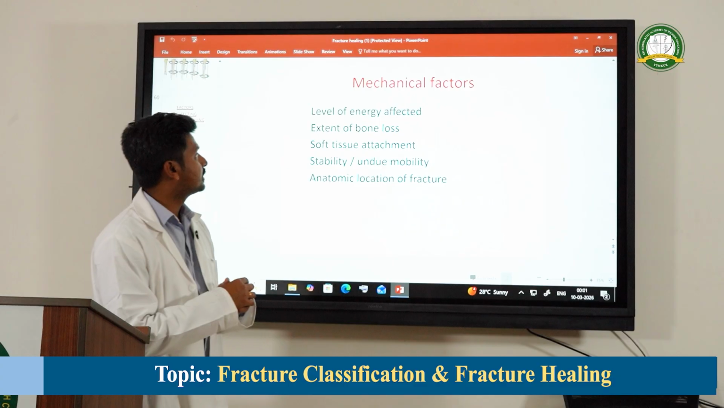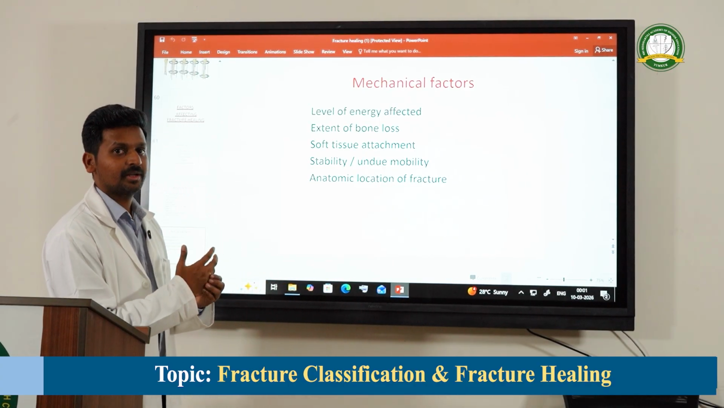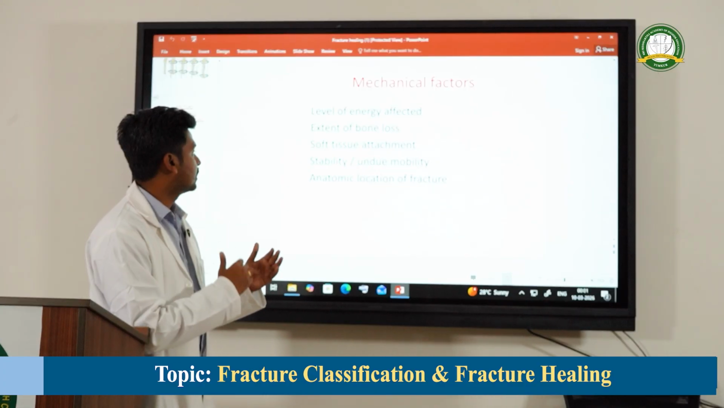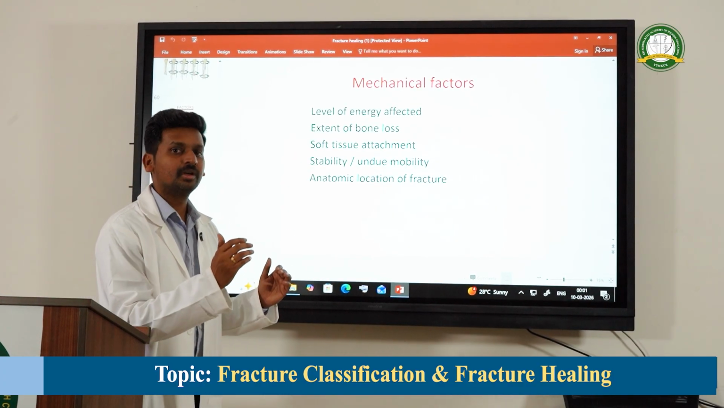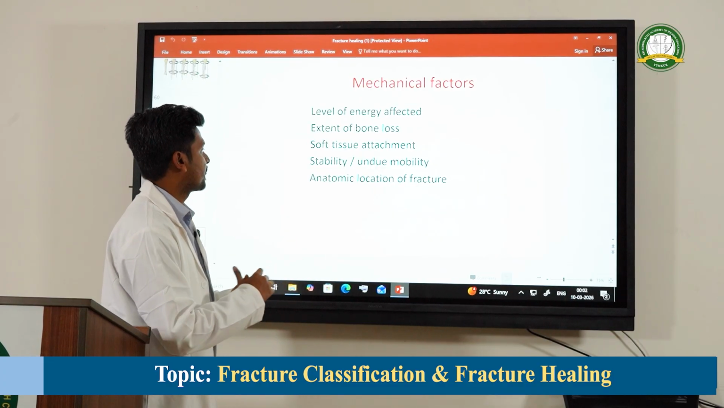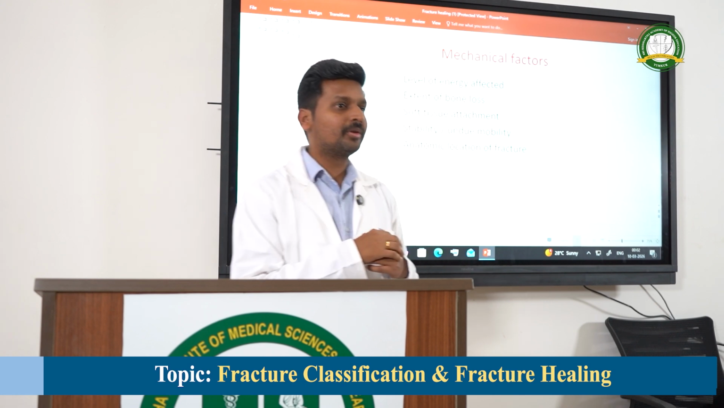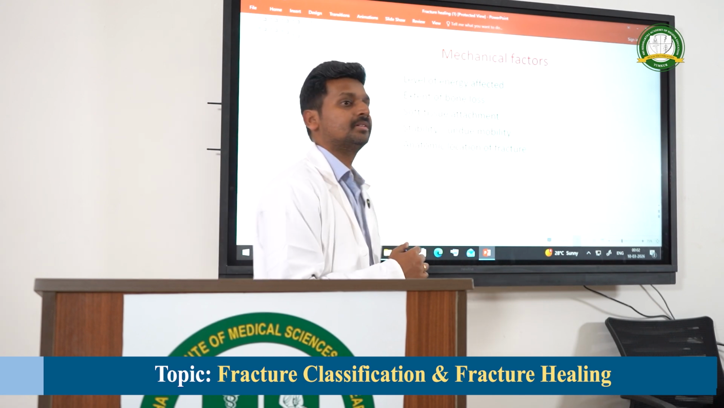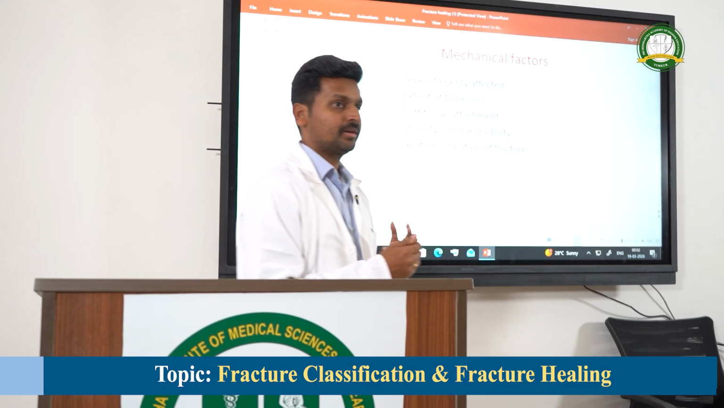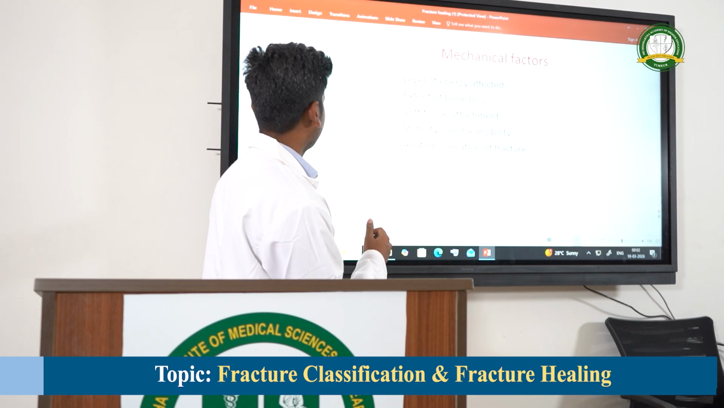So the mechanical factors: high energy injuries usually take a longer time to heal, whereas low velocity injuries take a shorter time to heal. Bone loss, if more, longer time to heal. Soft tissue attachment, good prognosis. No soft tissue attachment, poor prognosis. And anatomic location of the fracture. Usually non-union we see in cases of fracture around the neck of femur, or scaphoid fracture, or epicondyle, where the forces acting are continuous and don't allow the fracture to heal.